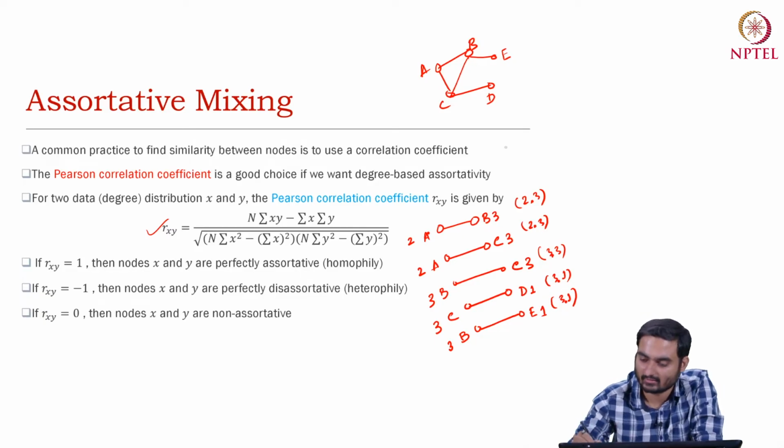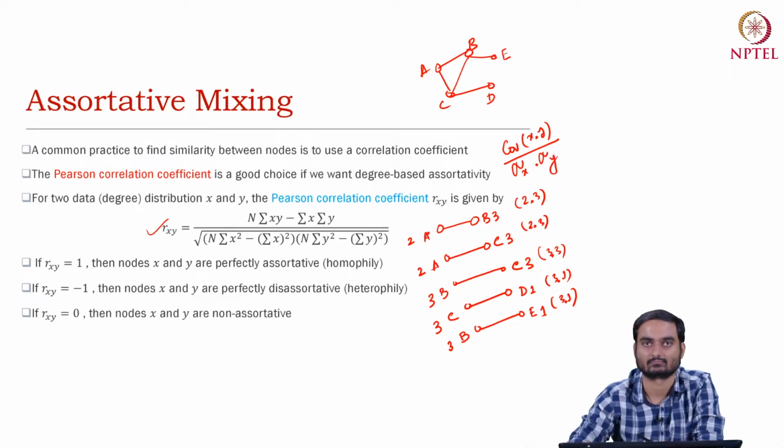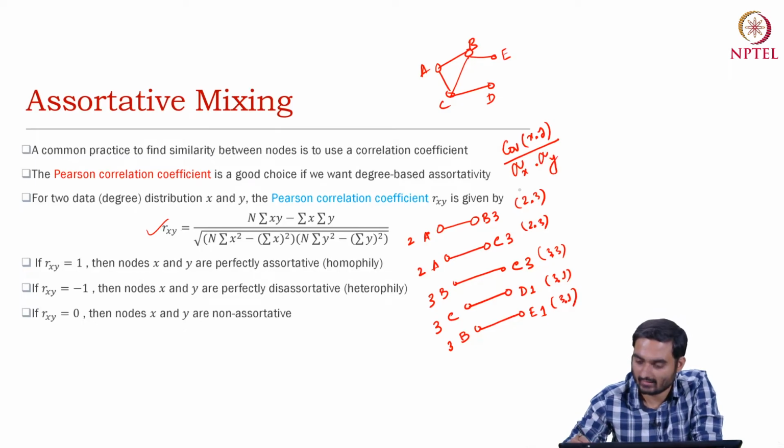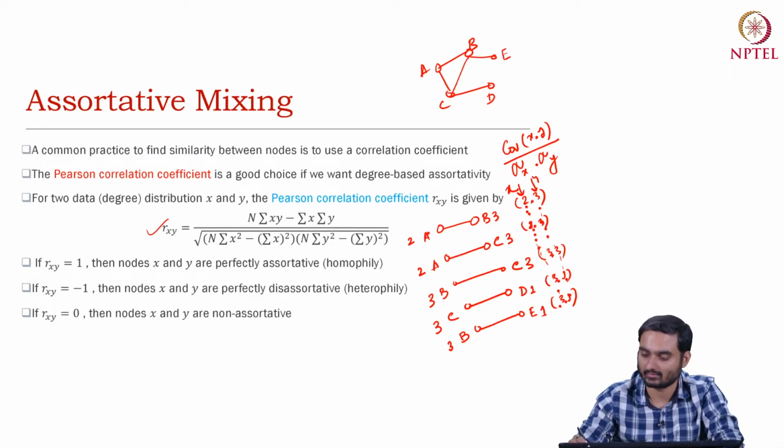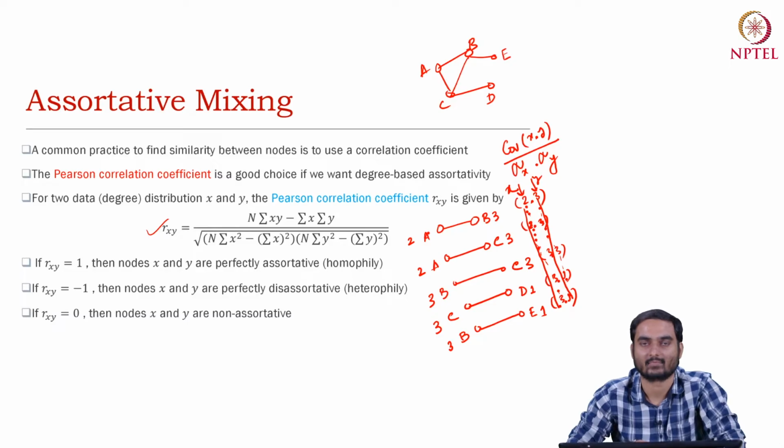What is Pearson correlation? Pearson correlation is basically the covariance of x comma y divided by the standard deviation of x times the standard deviation of y. And you have these two variables: x is this column, y is this column. So you can easily compute the covariance between x and y. You can also compute the standard deviation of this column and of this column, and that's all.